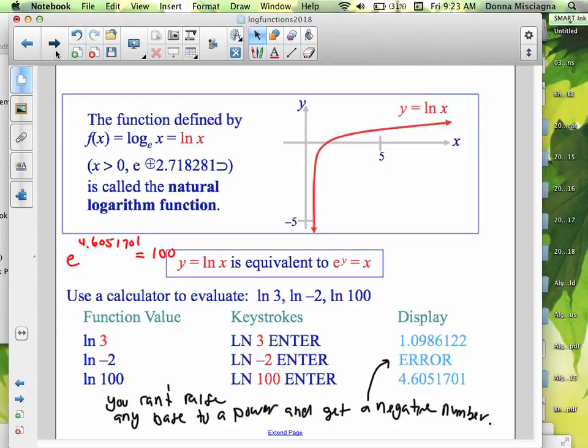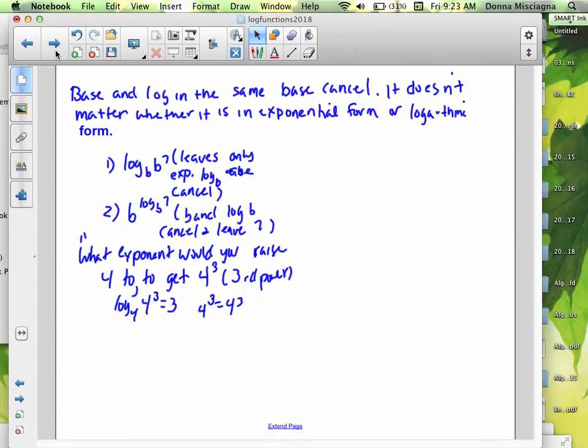So let's learn some properties. A base and a log in the same base cancel one another. It doesn't matter whether it's in exponential form or in logarithmic form. I put this in your notes for you. So, for instance, if we have log base b of b to the 7th power, the b and the b will cancel one another out and leave only the exponent. It's kind of like that one problem where the bases matched, and so the answer was the ratio of the exponents. In this case, it's kind of the same thing, right?